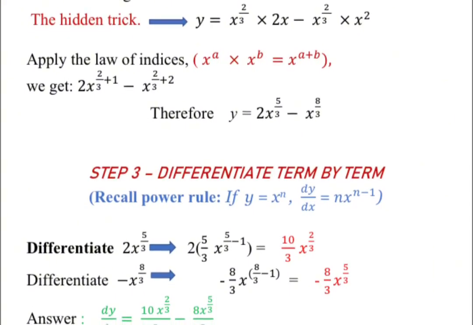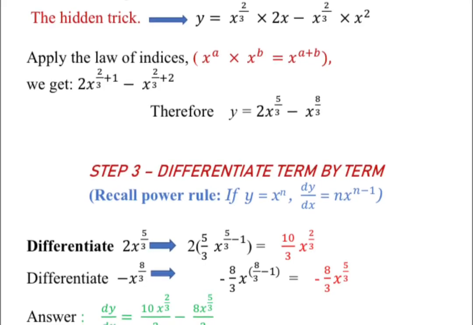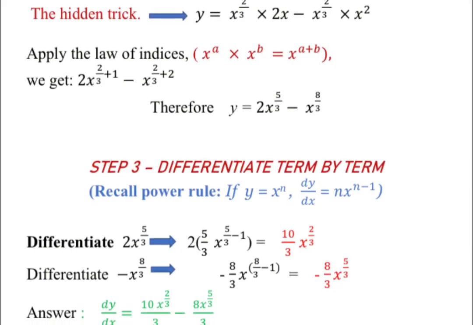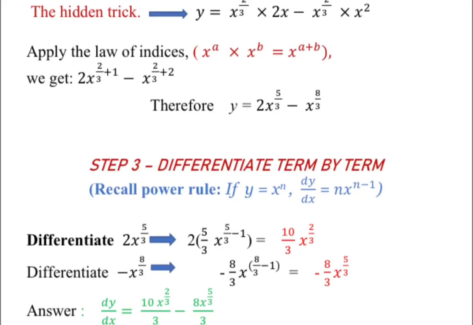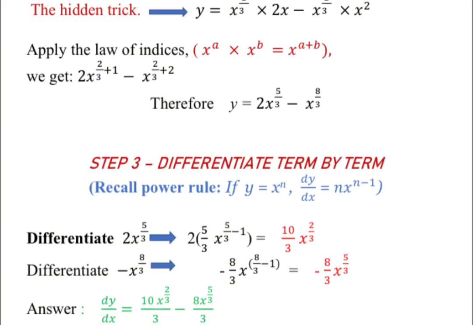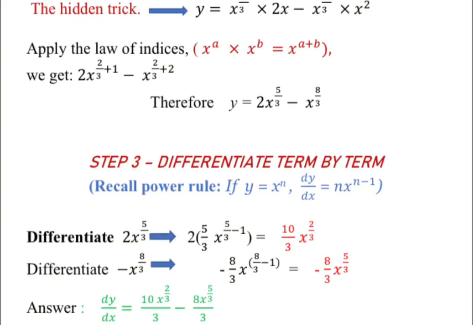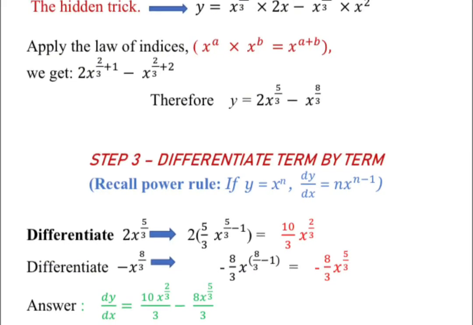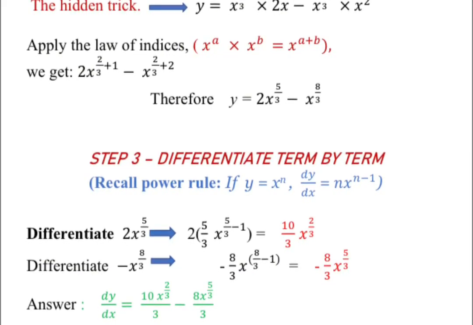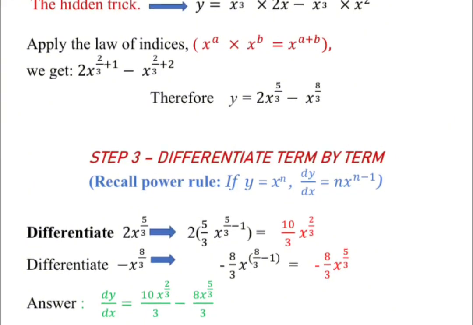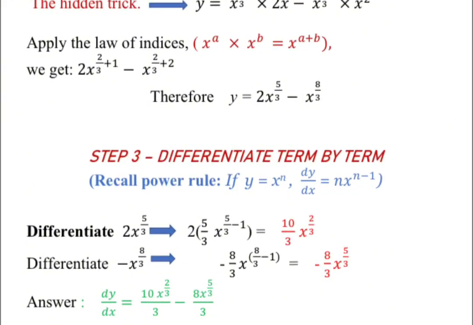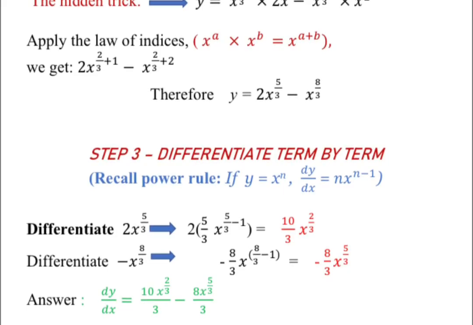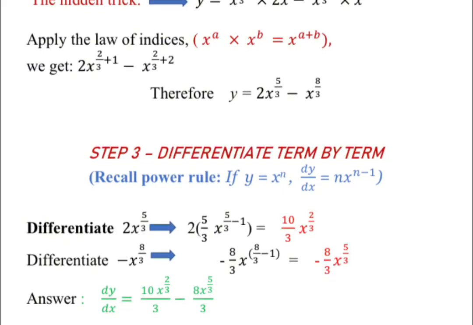Let's go ahead. We are going to recall and use the power rule, which is the most common rule in differentiation. The power rule says that if y is equal to x to the power n, then dy dx will be equal to nx to the power n minus 1. Put the other way, when we differentiate a function x to the power n, the power multiplies the coefficient and reduces by 1. I take it again: the power multiplies the coefficient and reduces by 1.